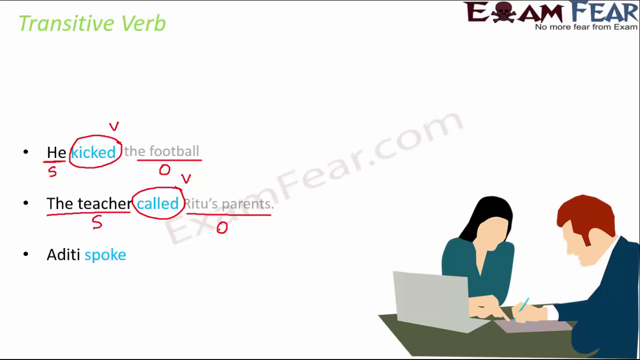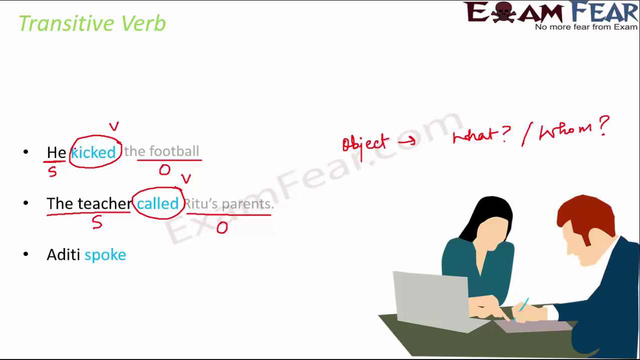Now the next question that comes to your mind is, how do we identify an object? Because what we understand here is, in order to identify a transitive verb, it is important that we know that there is an object in the sentence, because the transitive verbs always require an object. So how do we identify object in any sentence? So for that, we will have to ask a question, what or whom?